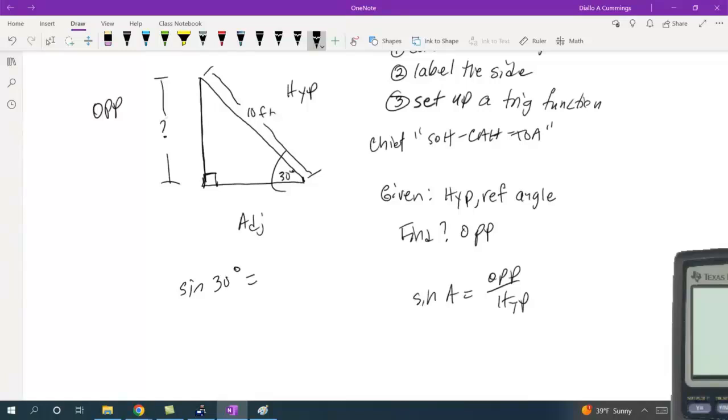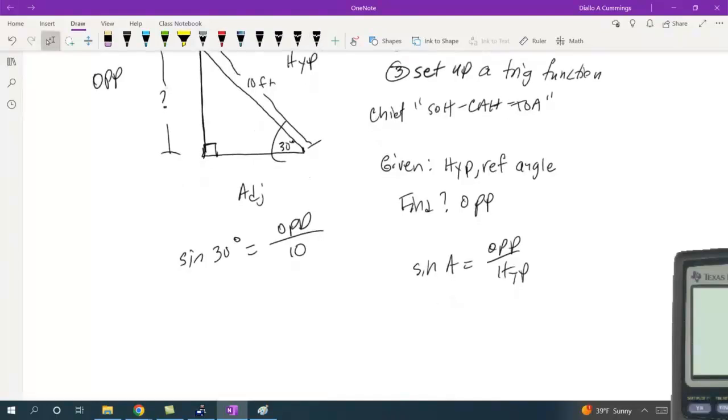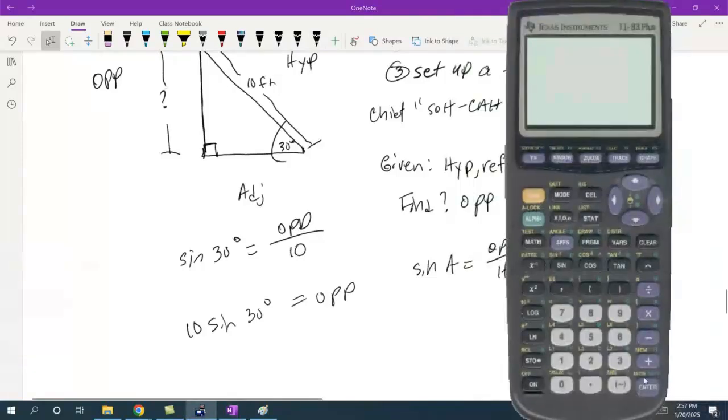That's equal to the opposite, which we don't know, divided by the hypotenuse, which is 10. In order to solve, we want to multiply both sides by 10, right? We always multiply both sides by that denominator. And if we pull up the calculator, I'm going to put this in as 10 times the sine of 30 degrees. And we get 5.